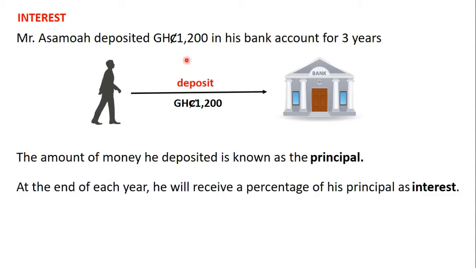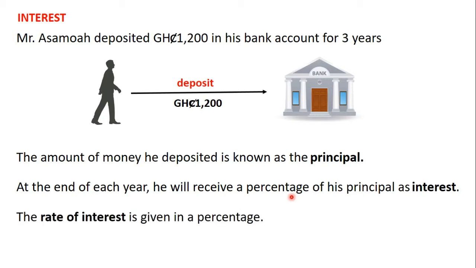So because Mr. Asamoah has given his money to the bank for a period of 3 years, at the end of each year, he will receive a percentage of his principal as interest. So at the end of each year, the bank will give him a percentage of his principal as the interest earned on his money. The rate of interest is given in terms of a percentage. This means that the amount of money that Mr. Asamoah is going to earn as his interest is given in terms of a percentage.